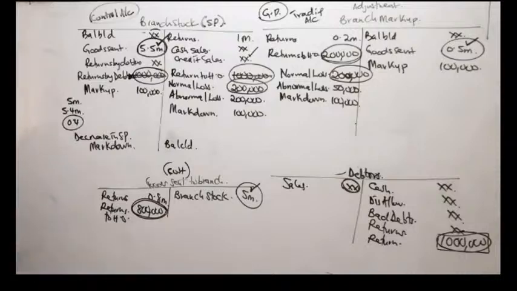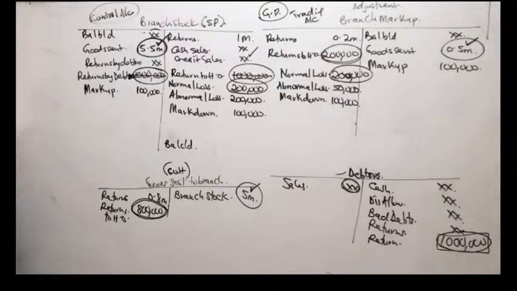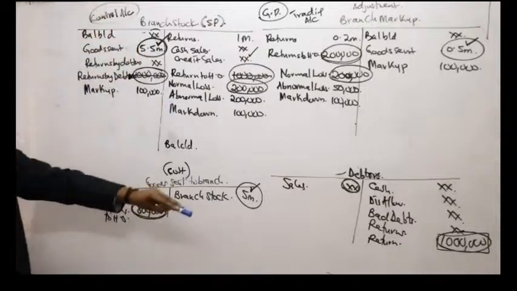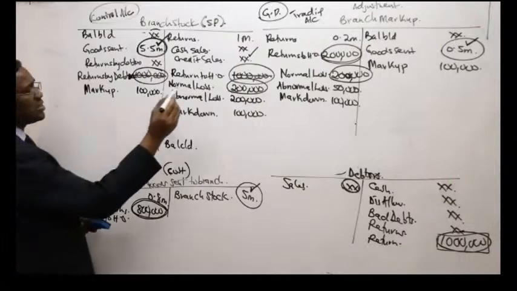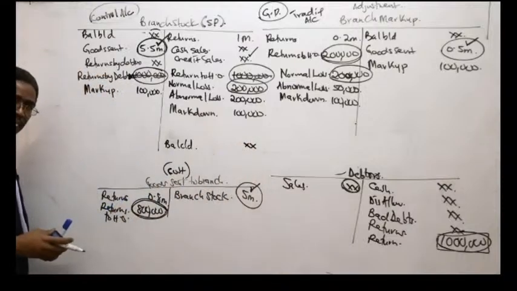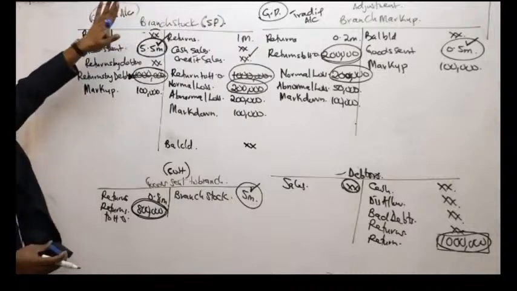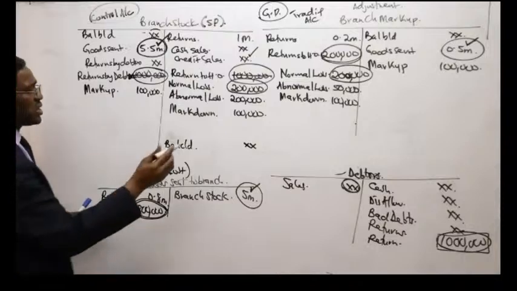Now we go to the next entry. We are almost through with the accounting entries. Once you are through with those entries, there are about 12 so far that I've discussed, the first thing to do is to balance the branch stock account. I'm assuming you have entered all the transactions. Now go balance this account called branch stock. Get the balance carried down.